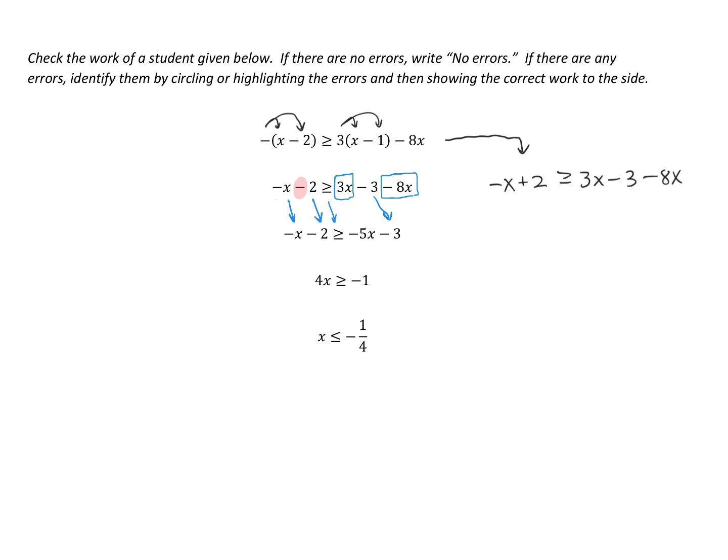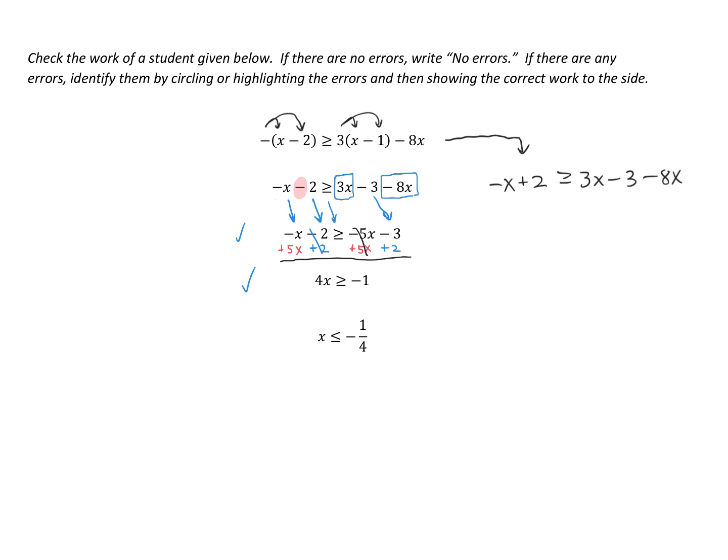Okay, now from here, what should we do next? Next, we would be moving the x pieces over to the left. So we would add 5x to both sides, and we would be moving the constants to the right. So we would be adding 2 to both sides. Negative x plus 5x is 4x, so that's good. Negative 3 plus 2 is negative 1, so that is also good. So this step is good.